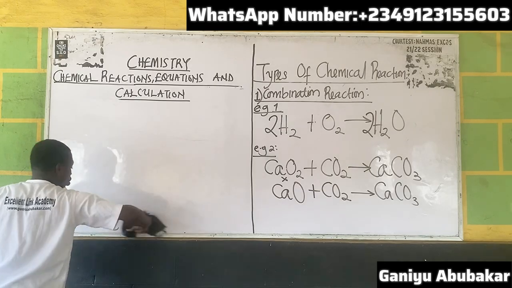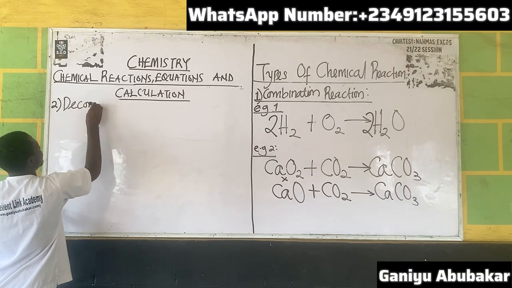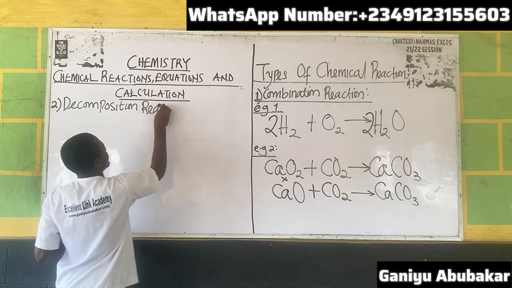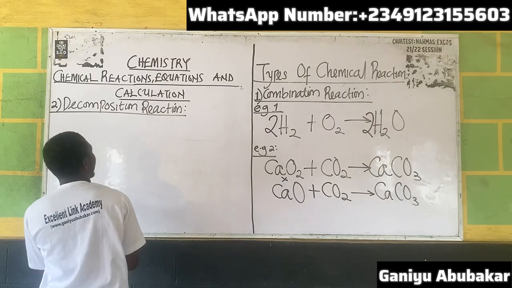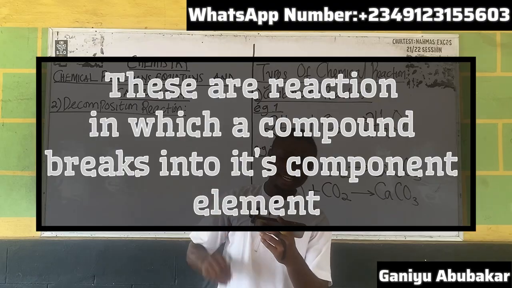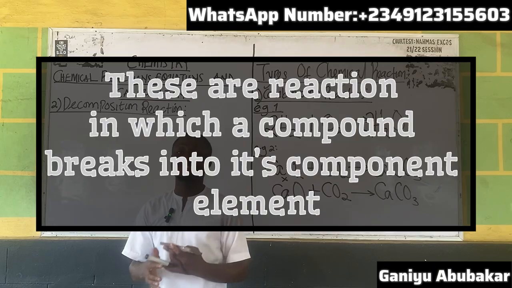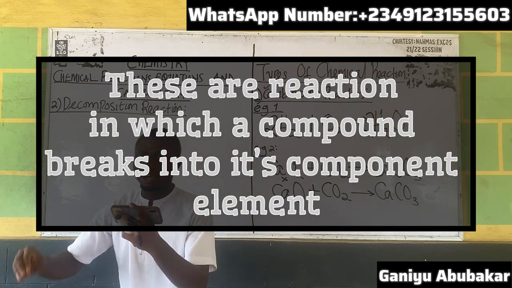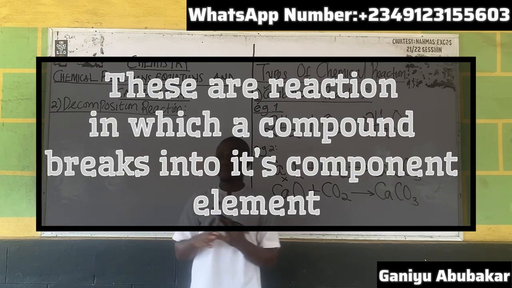Let's look at decomposition reaction. Number 2 is called decomposition reaction. All right. Let's discuss the idea behind the second type of reaction. The decomposition reaction. Definition: these are reactions in which a compound breaks into its component elements. Once again, these are reactions in which a compound breaks into its component elements.